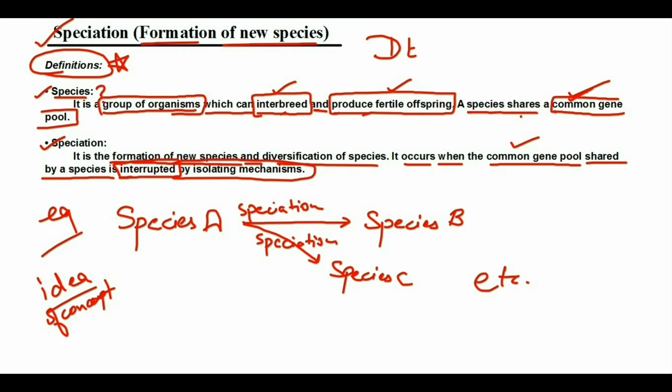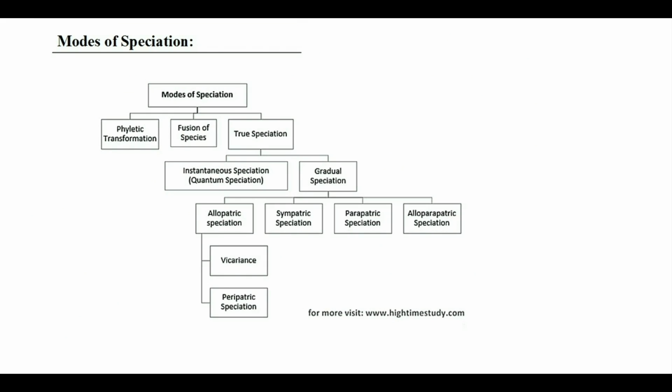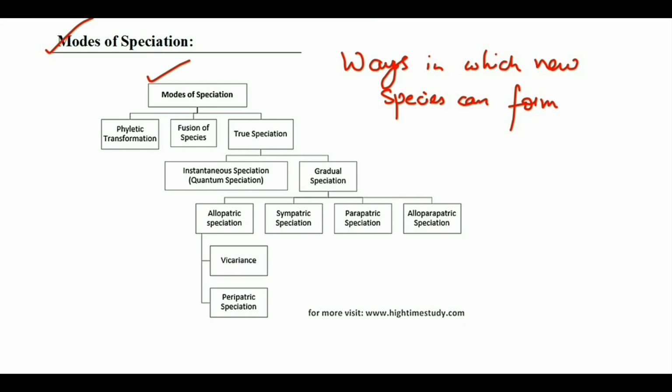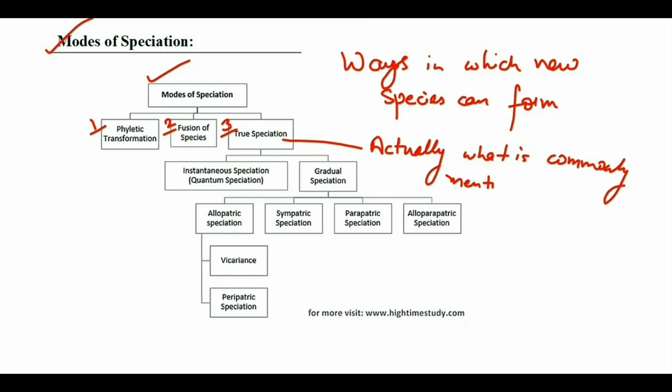So we are going to do a detailed study. Let's get to the next part. This is modes of speciation. These are basically the ways by which new species are formed in nature. There are many types, and let's start with them. The first one is phyletic transformation, then fusion of species, and true speciation. True speciation is actually what is commonly written in many textbooks, so what we are going to do here is a very detailed study of speciation.